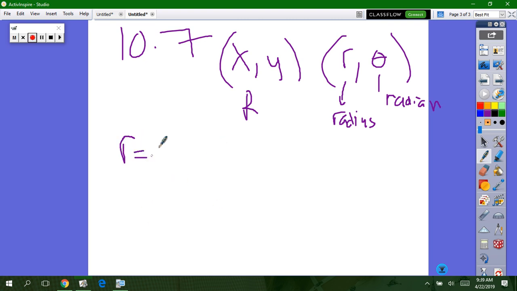Okay, so let's write an equation. R equals 4 sine theta. That's an equation in polar. Notice it's in terms of R's and thetas, right? We're going to graph that.